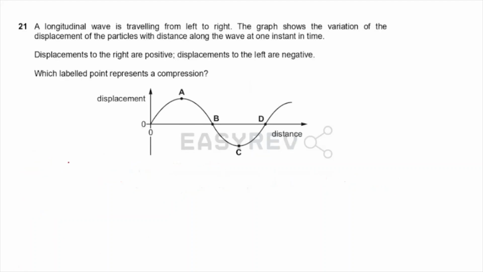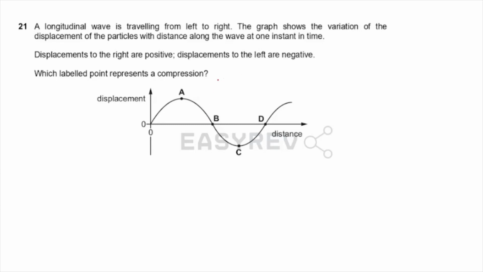Next we have question 21. A longitudinal wave is traveling from left to right. The graph shows the variation of the displacement of the particles with distance along the wave at one instant in time. Displacements to the right are positive and displacements to the left are negative. Which labeled point represents a compression?